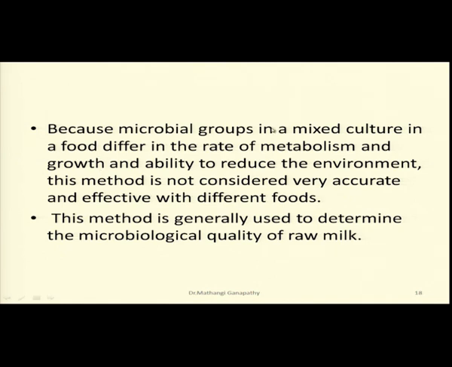Because microbial groups in a mixed culture in a food differ in the rate of metabolism and growth and the ability to reduce the environment, this method is not considered very accurate and effective with different foods. Now, the drawback of this is you get a heterogeneous microbial load from a food sample. And in the heterogeneous microbial load, each microorganism has a different rate of metabolism and different rate of growth. For example, all of you know that E.